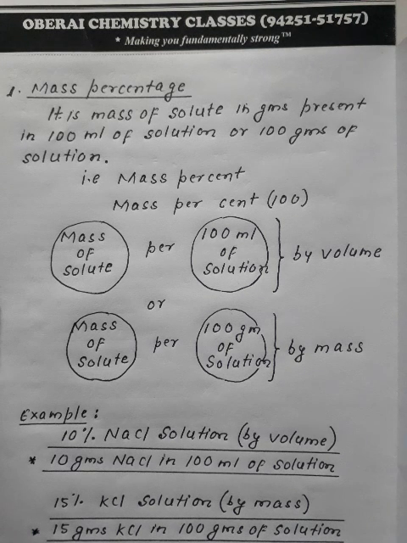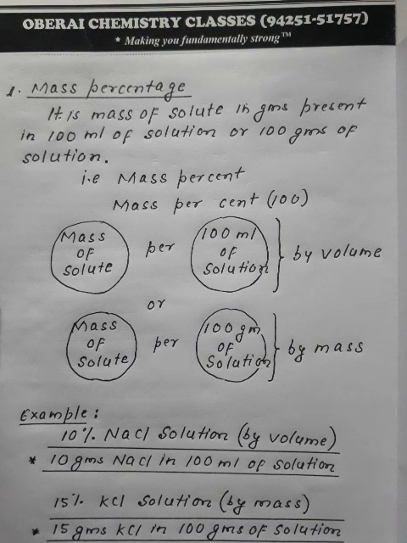Let us take an example. Suppose it is given as 10% NaCl solution by volume. It means 10 grams NaCl in 100 ml of solution, since it is given by volume. If I say 15% KCl solution by mass, since it is by mass, it means 15 grams KCl in 100 grams of solution. So if it is given by volume, we take 100 ml of solution. If it is given by mass, we take 100 grams of solution.